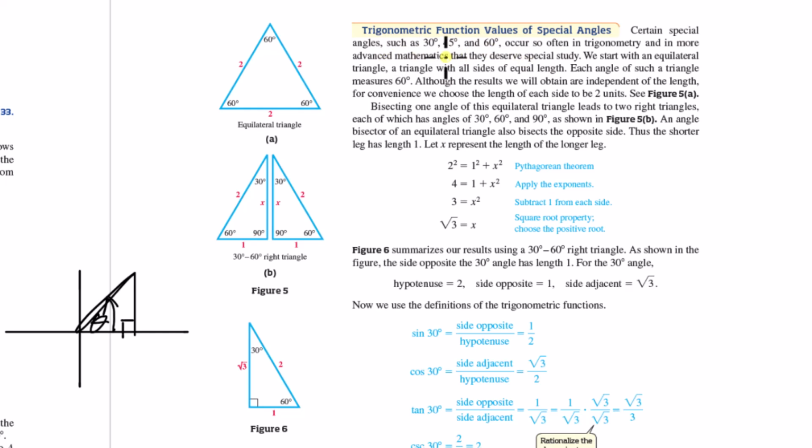Okay, so we're studying trig function values of 30, 45, and 60 because they occur so often. And we're starting with this equilateral triangle, which is not a right triangle, but the angles of an equilateral triangle are 60 degrees. And the side lengths can be any. It doesn't matter what the side lengths are as long as they're all equal. But they're going to choose the side lengths to be 2 so we can do some calculations. Bisecting one angle of this equilateral triangle leads to 2 right triangles.